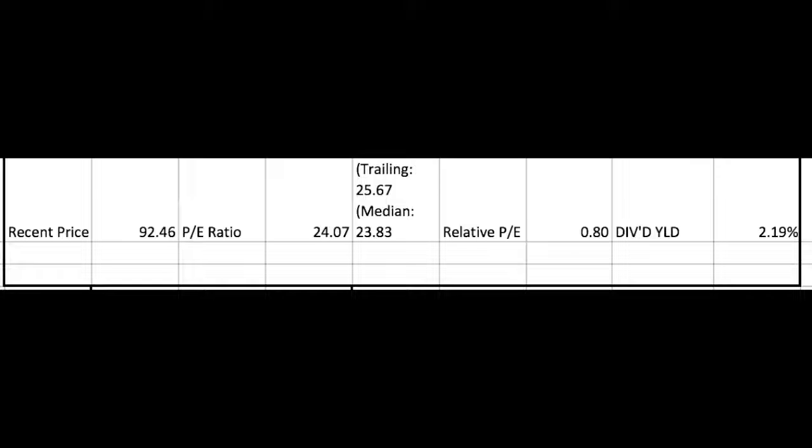I also found all of my numbers using the information given by the financial statements and information found on finance.yahoo.com. For example, to find the recent price, I looked at the most recent closing for July 12th.